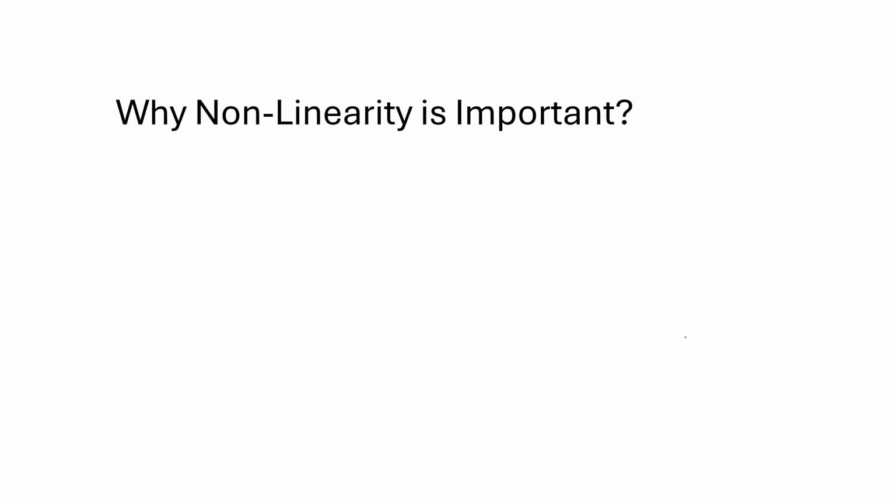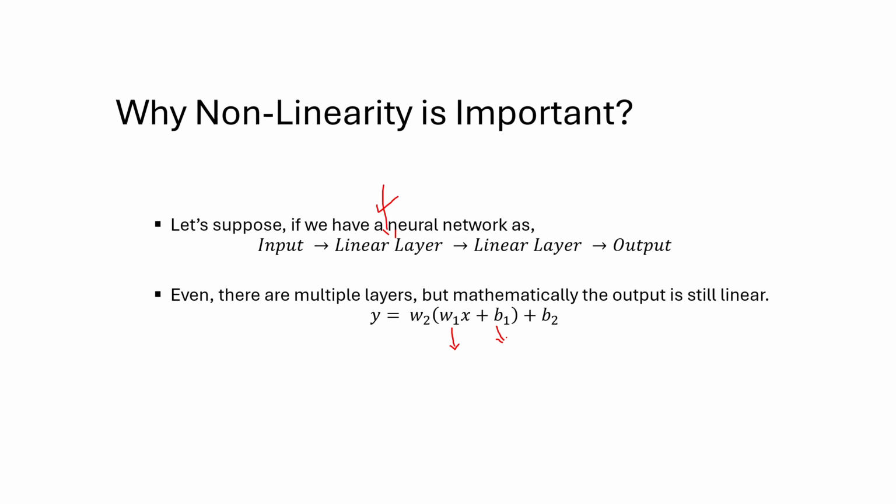Mathematically, the output looks something like this: W2 multiplied by (W1 x plus B1), plus B2, where W1 is the weight associated with the first layer, the linear layer 1, x is the input, and B1 is the bias associated with the first layer. W2 is the weight associated with the second layer, and B2 is the bias associated with this second layer.